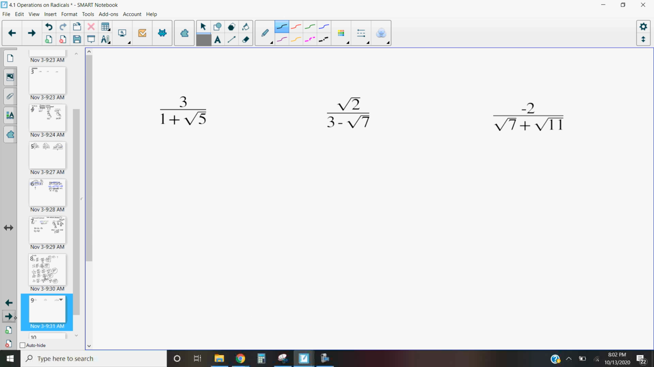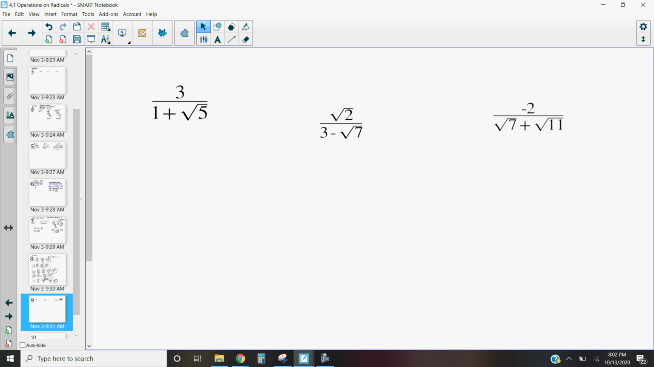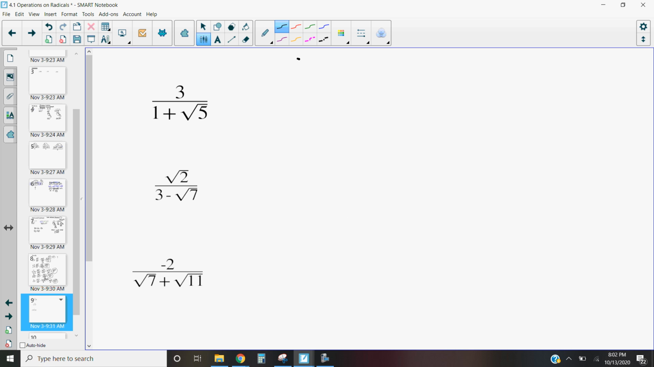Now, if we're dividing and we end up with multiple terms on the bottom, kind of like this one, what we want to do is multiply it by something called the conjugate. Our conjugate here is something that gets rid of the middle term.